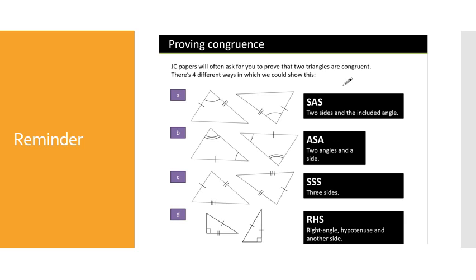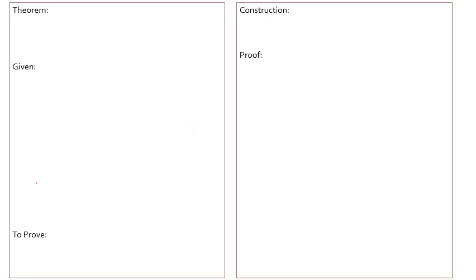So I could work out that two triangles are congruent because of side, angle, side, for example. If I've shown that they're congruent using side, angle, side, then it follows that even though I don't know what the third side is, they must be equal as well. Okay, so let's have a look at the proof.